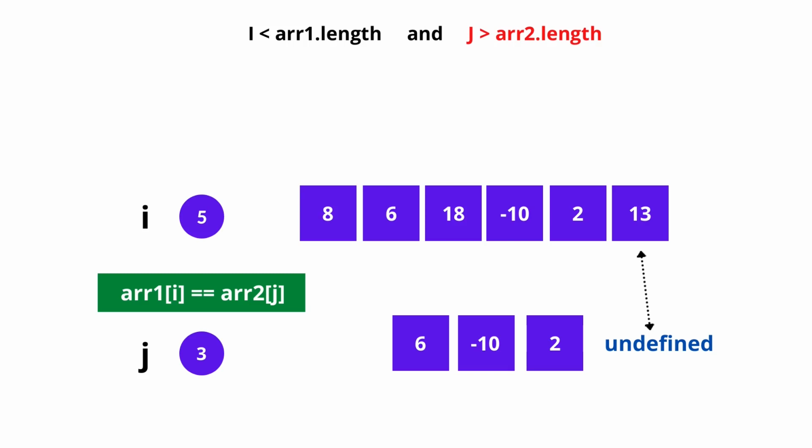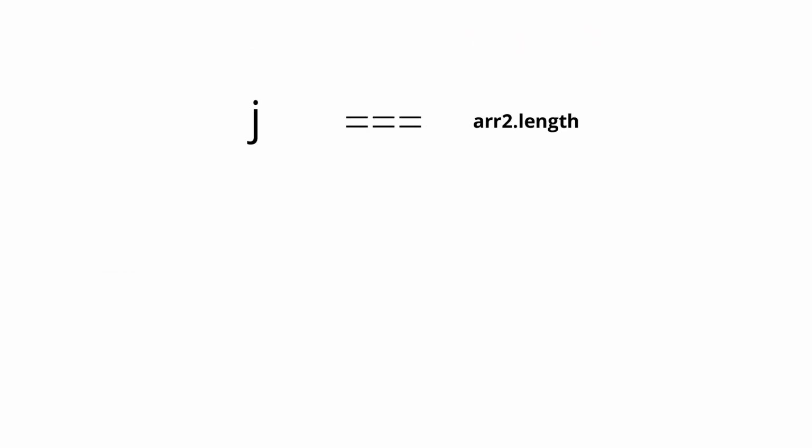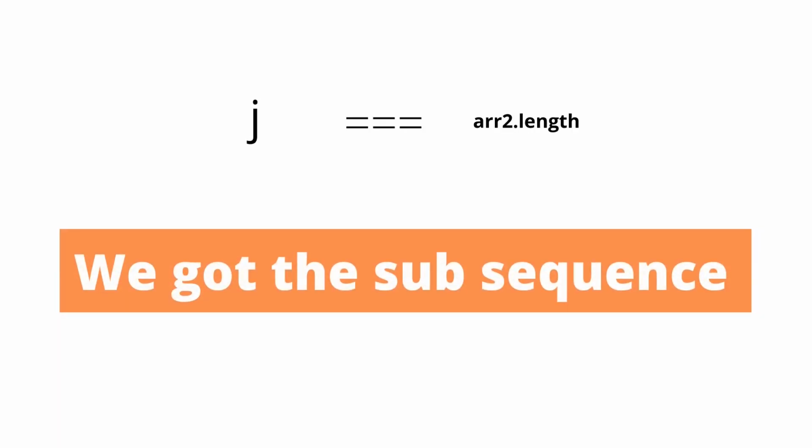So now i will become 5 and j will become 3, but here j is breaking our condition, that is, the value of j is equal to array2.length. So we will be stopping here, and now we can check the value of j against array2.length, and if it is the same, then we can say that we got this subsequence, and if it is not the same, then we can return false from our function, and we can say that we did not find any subsequence in the main array. So I hope you guys understand this. Now let's code it.